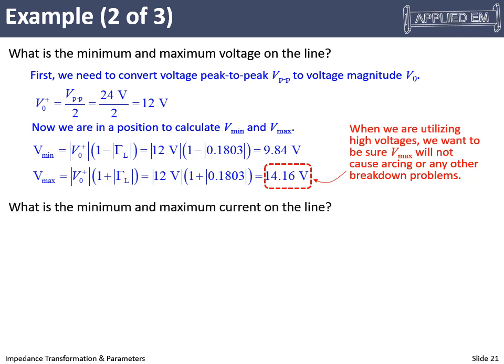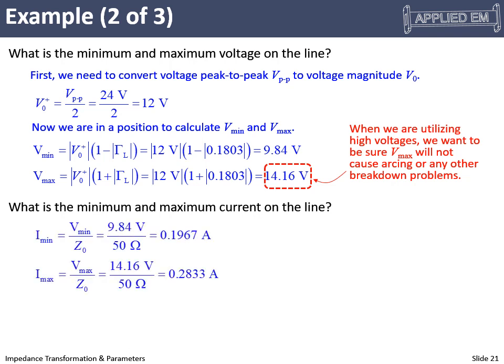Now we can calculate minimum and maximum current on the line. So we grab our equations for doing that. We can calculate it from the minimum and maximum voltages and the impedance. That's very easy to do. And we get a minimum current of 0.19 amps and a maximum current of 0.28 amps.